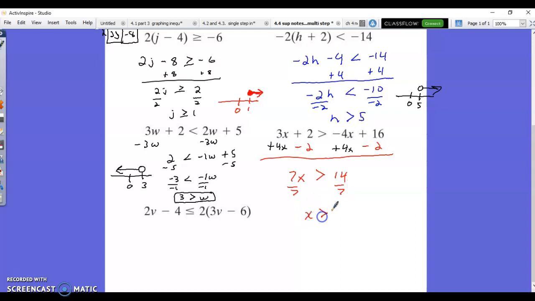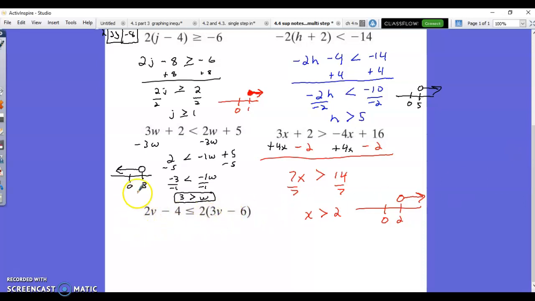X is greater than 14 divided by 7 is 2. Number line, 0, 2 to the right of 0. Open circle, x is greater than, going this way. All right, last problem here.